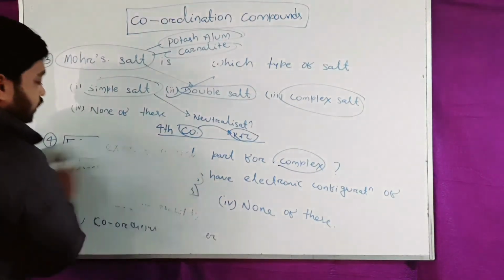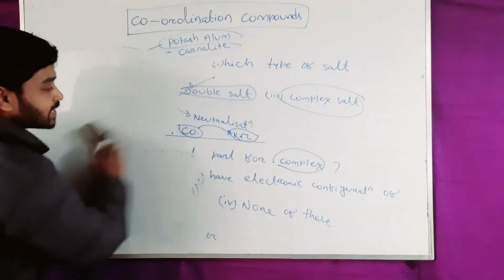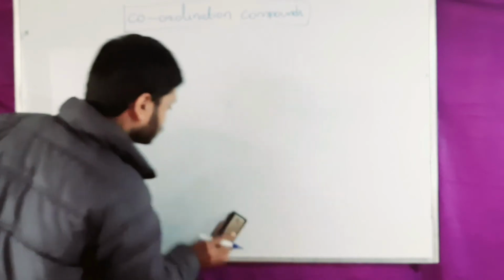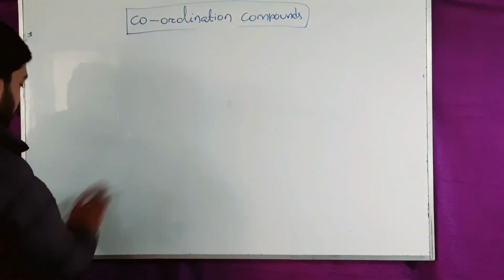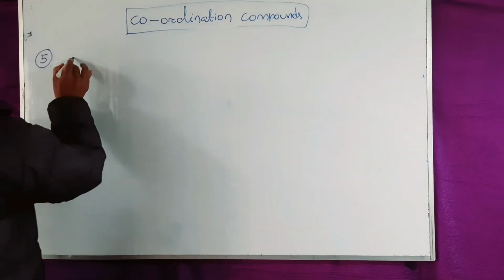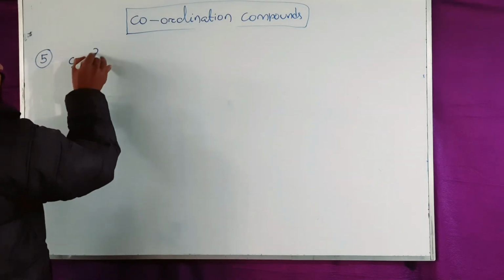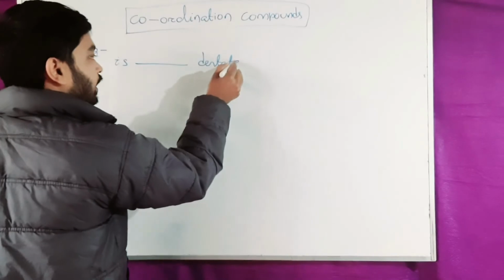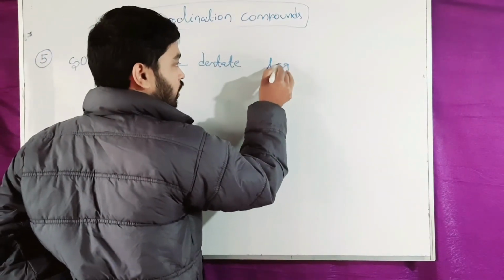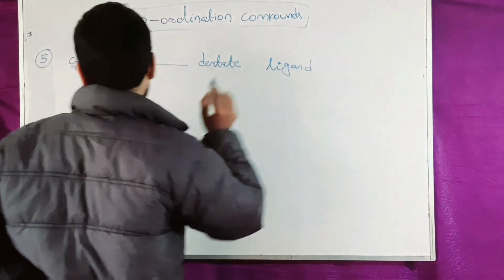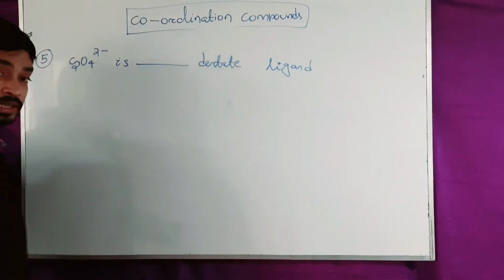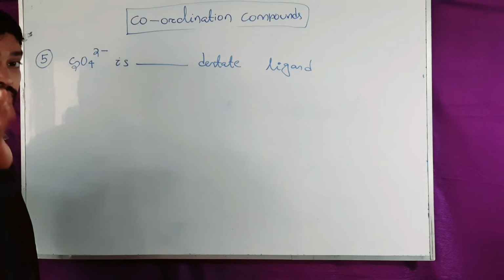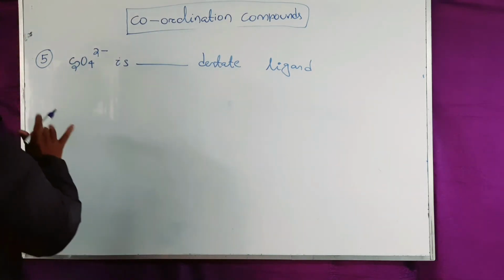Moving to the next question, and the next question is from the ligand section. So ligand is the vital part of this chapter. And it is the fifth question for you. C2O4 2 minus is dash dentate ligand. It is a fill in the blank type question, you answer it first. Always remember the ligand with the charge for oxidation number calculation, for the dentacy of the ligand, and for coordination number calculation.